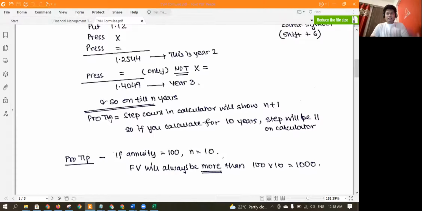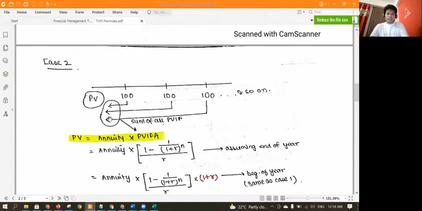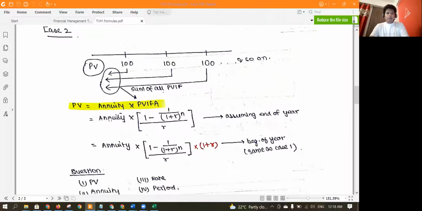I don't think tomorrow you will need the calculator that much, so I'm not going into this detail. I'll make a separate video on the calculator thing because it'll be easier if you see a top-down view of the calculator. Case number 2 is basically the reverse of case number 1, where you bring every annuity to the present value.